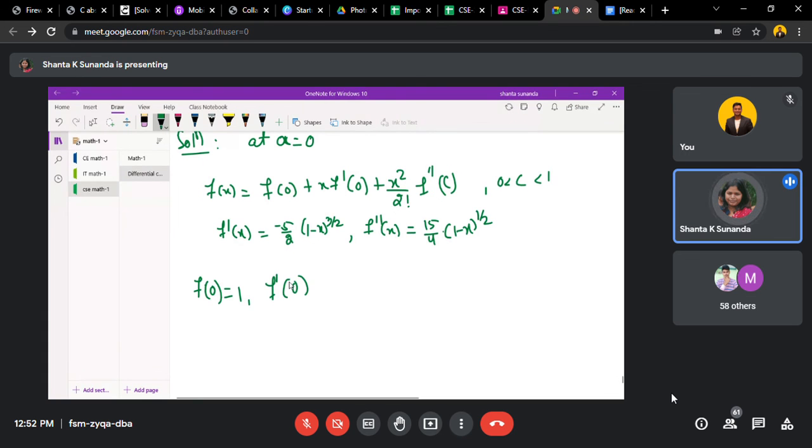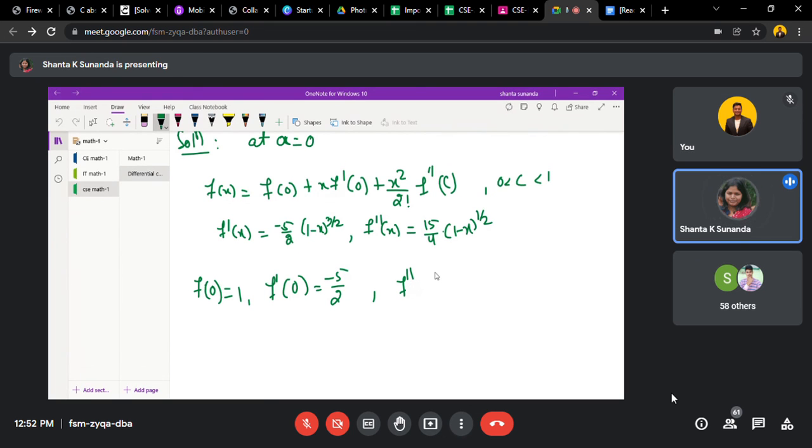Then f dash 0, what you said? Minus 5 by 2. And 15 by 4 is the second derivative. But we don't put x equals 0 in the remainder term. This c is lying between 0 and 1. You can consider 1 also, or any value between 0 and 1.